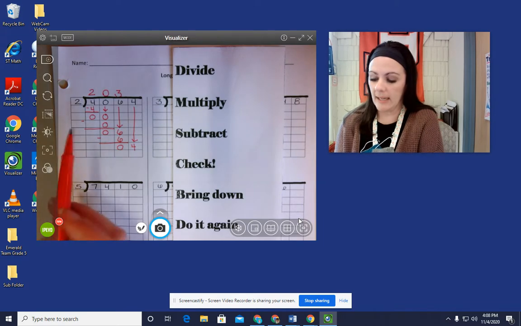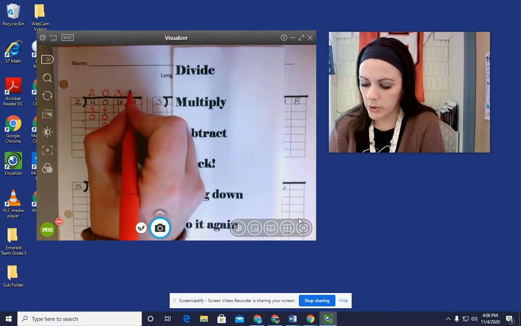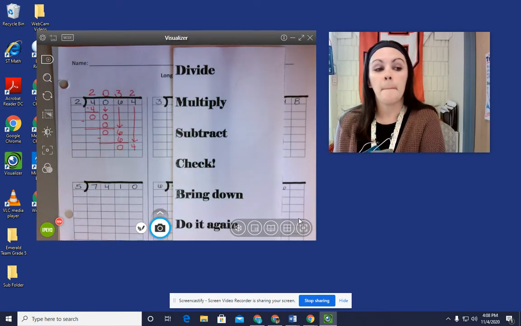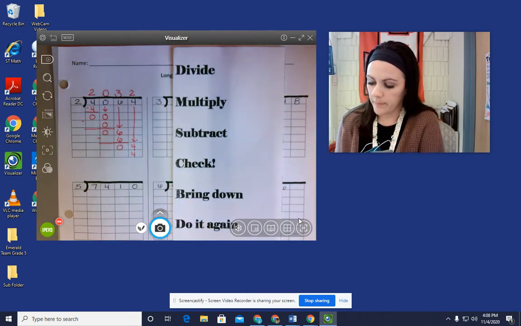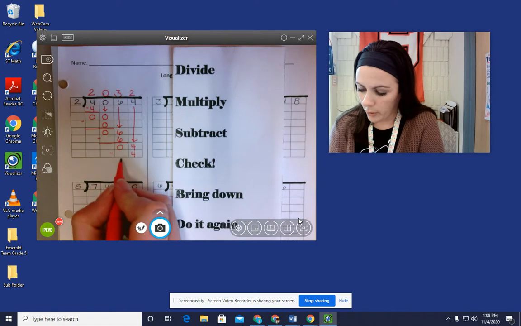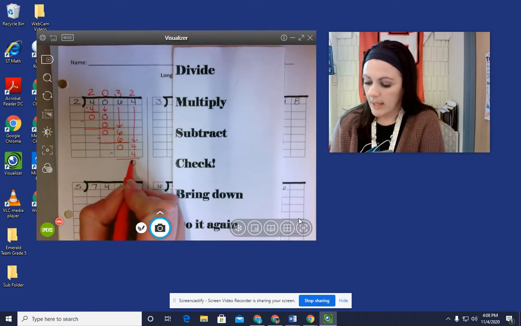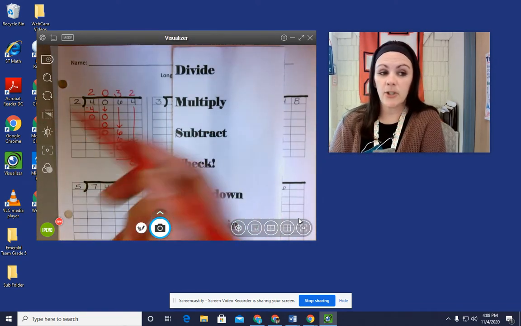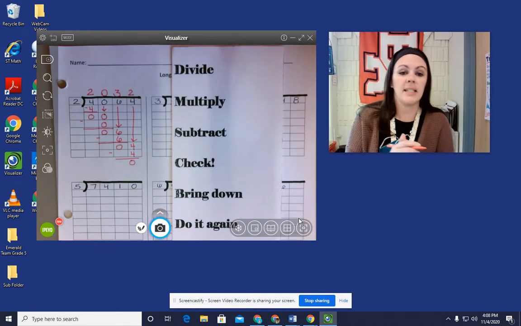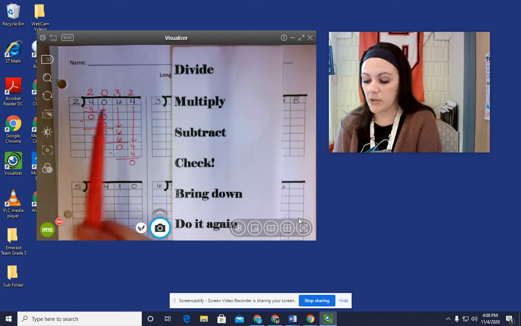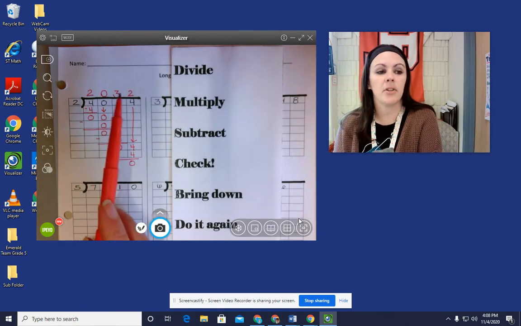I'm going to divide. 2 goes into 4 2 times. Multiply. 2 times 2 is 4. Subtract. 4 minus 4 is 0. 0 is less than 2. There is nothing left for me to bring down. I don't need to do it again. This time the D stands for done. There's my answer for the first problem, 2032.